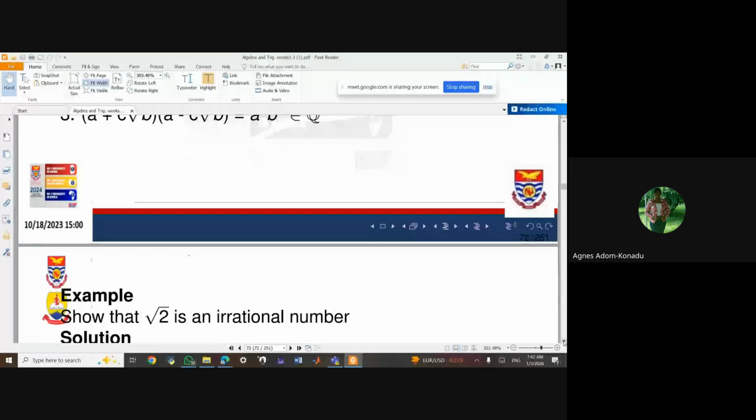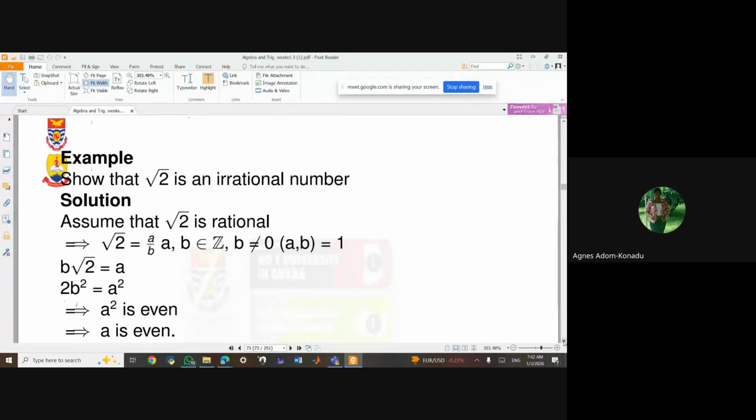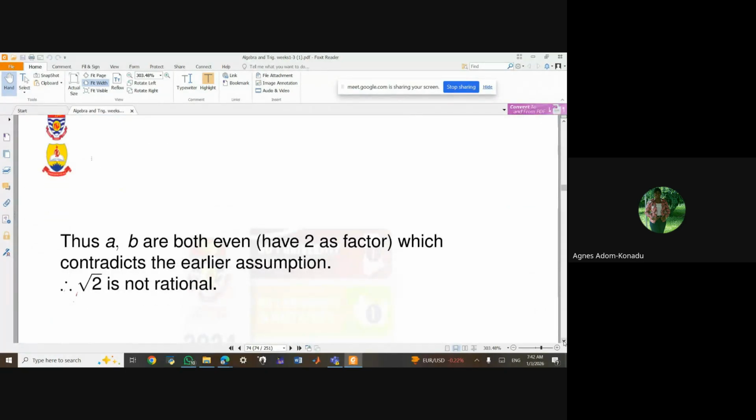Last week we started with the real number system. We saw that it's a combination of rational numbers and irrational numbers. Under rational numbers, we have other numbers: counting numbers, integers, and others. And then the irrational numbers. We solved this to show that root 2 is an irrational number. We saw that b squared is even, ab is even, a is even. So it cannot be rational.